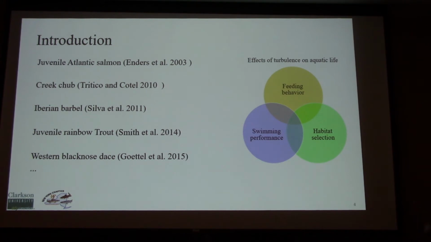On the right side of this slide, you can see effects of turbulence on aquatic life. It can affect the feeding behavior, habitat selection, swimming performance. And on the left side, you can see some studies that studied the effect of turbulence on some specific fish species, like juvenile Atlantic salmon, creek chub, Iberian barbel, juvenile rainbow trout, and western blacknose dace, and many other studies. It is just samples, so it's important to know the role of turbulence in a fish passage.